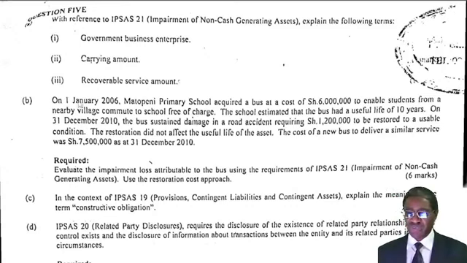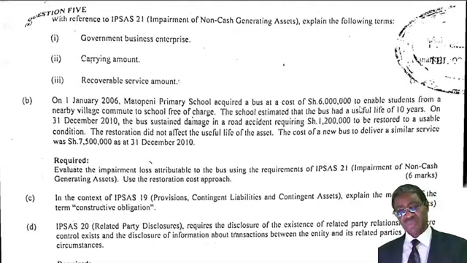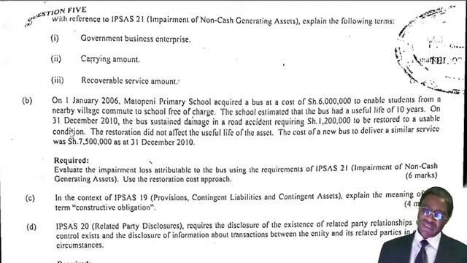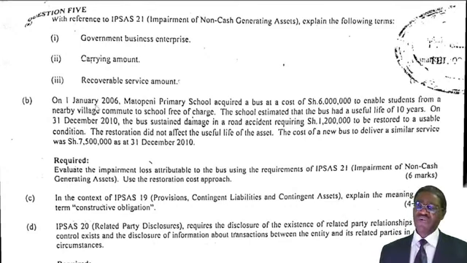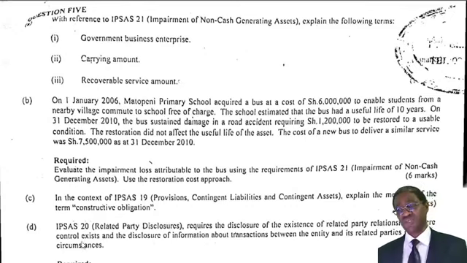First thing, you listen. We acquired this bus on 1st January 2006 at a cost of how much? 6 million. It had a useful life of how many years? 10 years. Come December 2010, something happened. That's the time we want to test whether it has suffered. We are testing impairment after how many years? From January 2006 to December 2010: 2006, 2007, 2008, 2009, and 2010. Those are 5 years. Good.